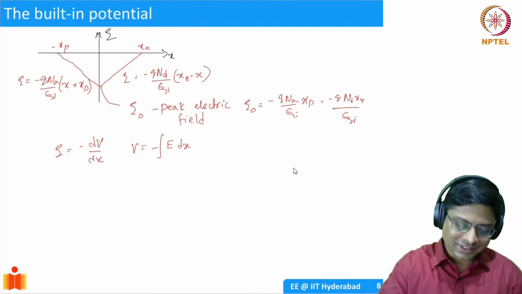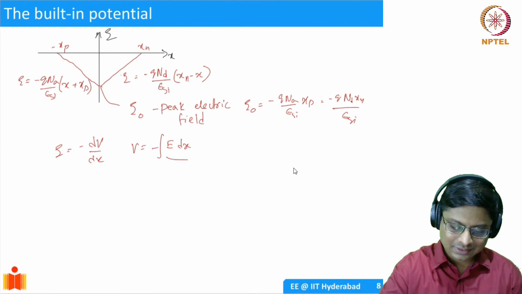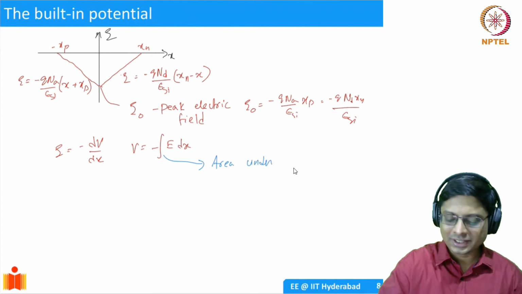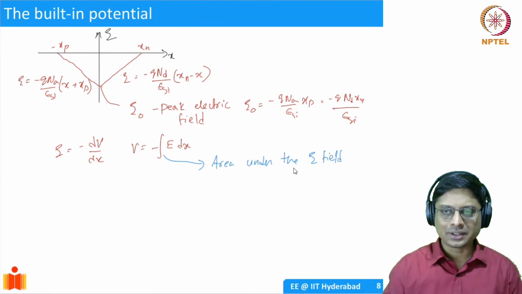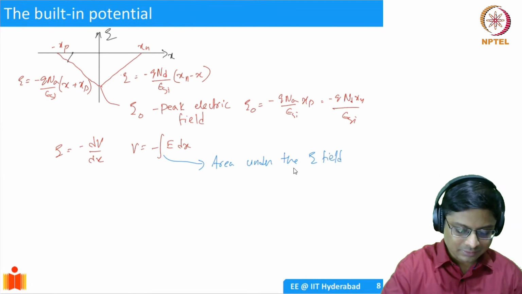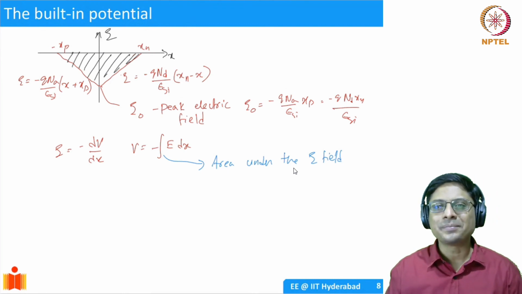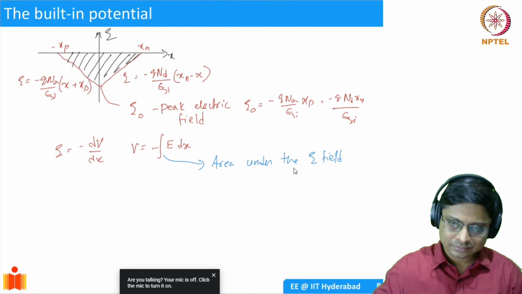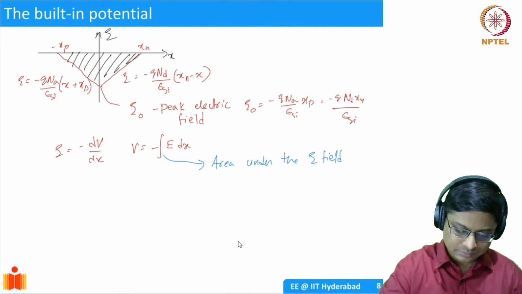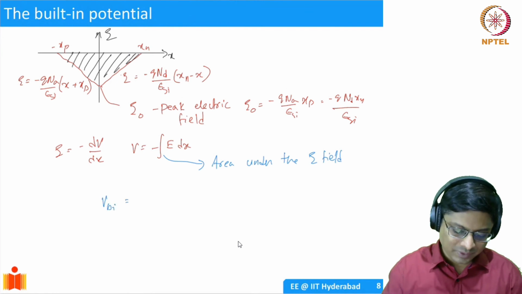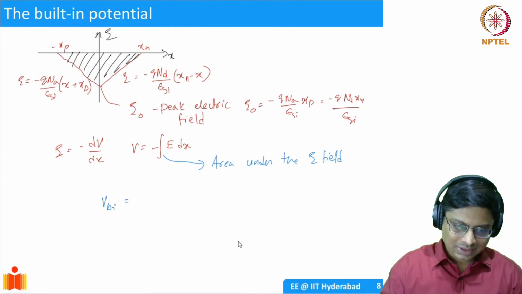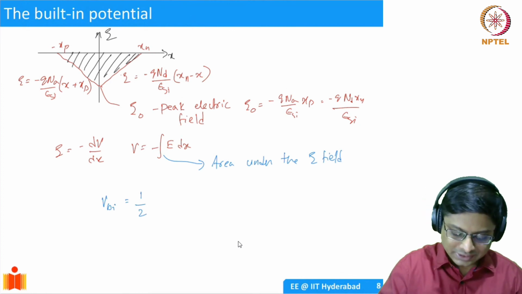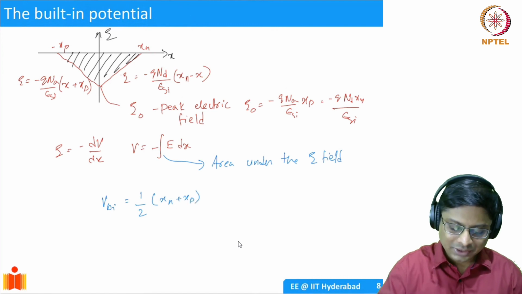I'll say that this integral is simply the area under the curve, the area under the E field line basically. So the potential is simply going to be this area. That's the meaning of integration anyway, right? So what is this going to be? I'll say V built-in is going to be, it's half width into height. The width is xn plus xp, into the height, which is going to be E naught.